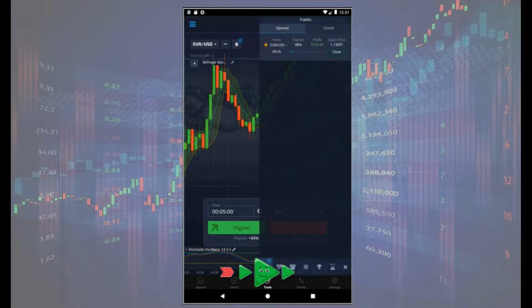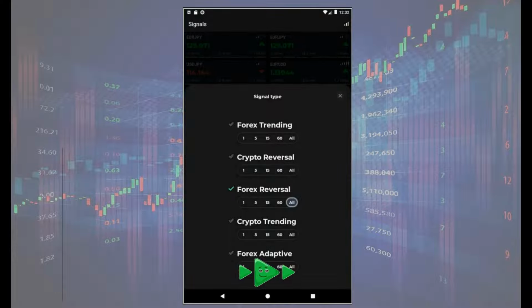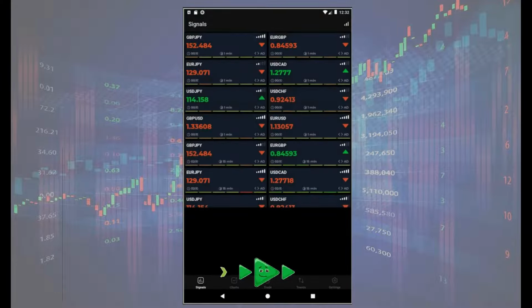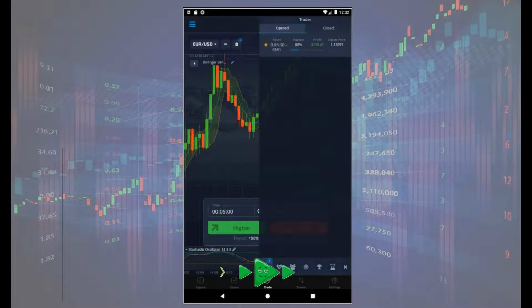Even though you can trade throughout the day, the most profitable results were obtained in the second half of the European session and the end of the American session.